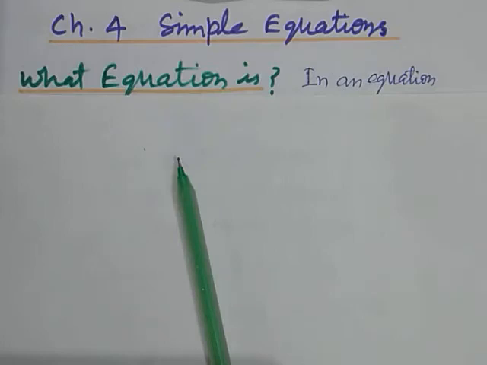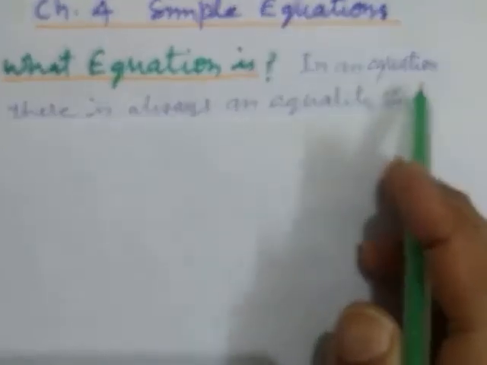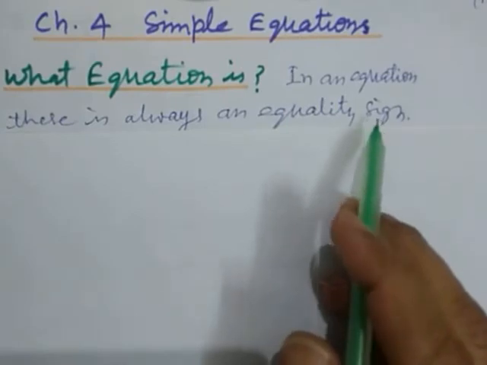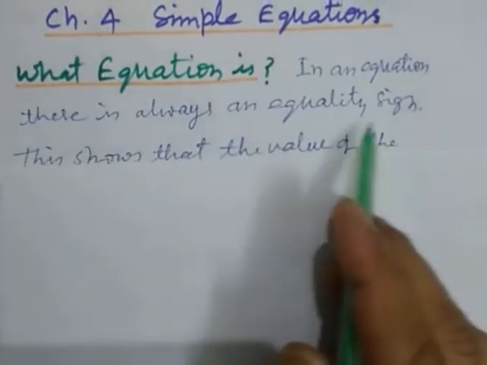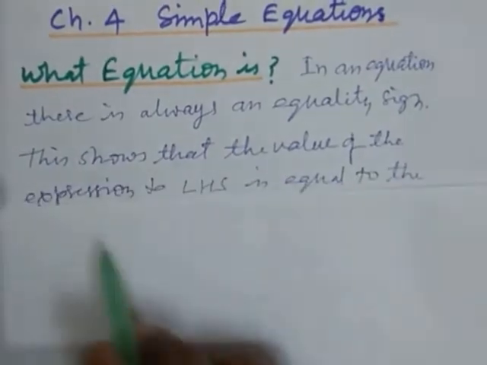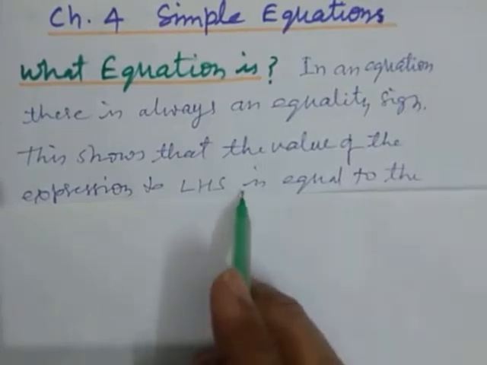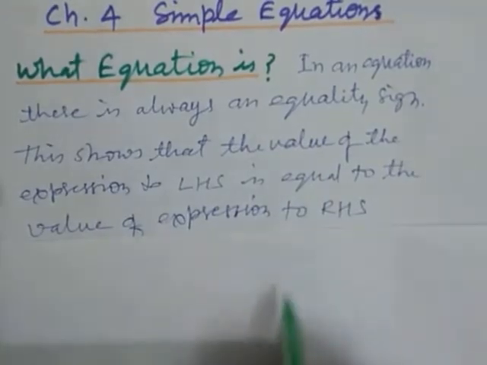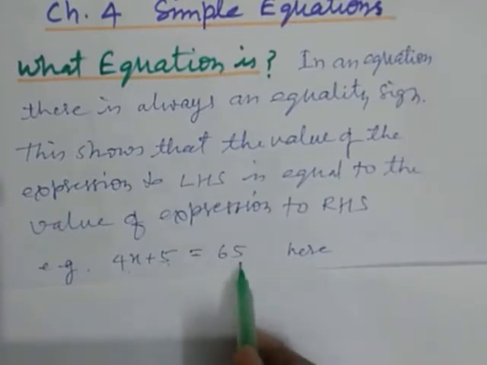So we start with what an equation is. In an equation there is always an equality sign. An equation is formed when we put the equality sign in an expression. This shows that the value of the expression on the left hand side is equal to the value of the expression on the right hand side. For example, 4x plus 5 equals 65.